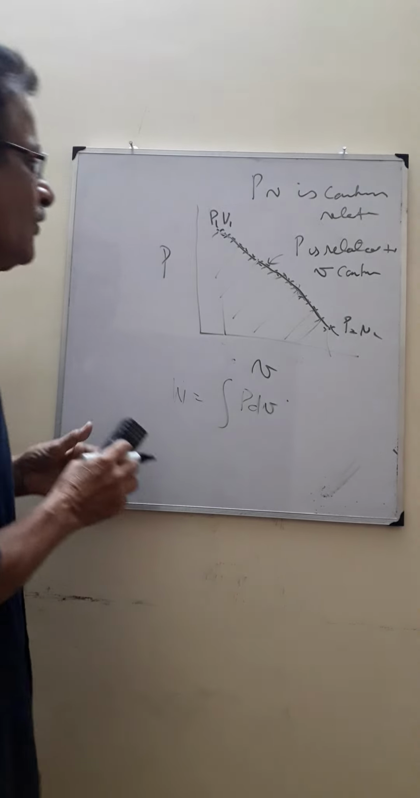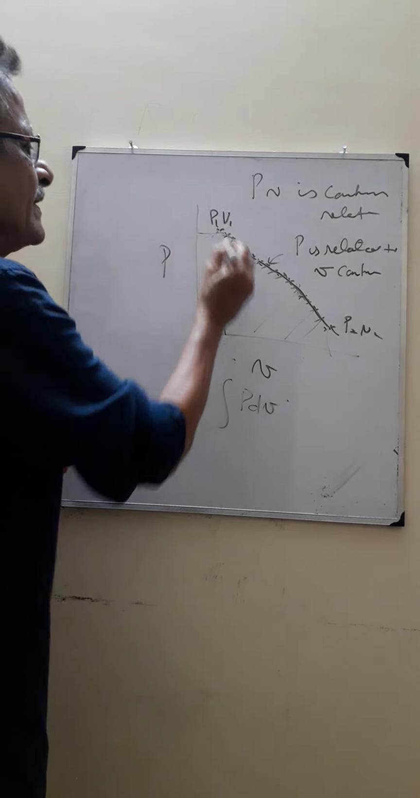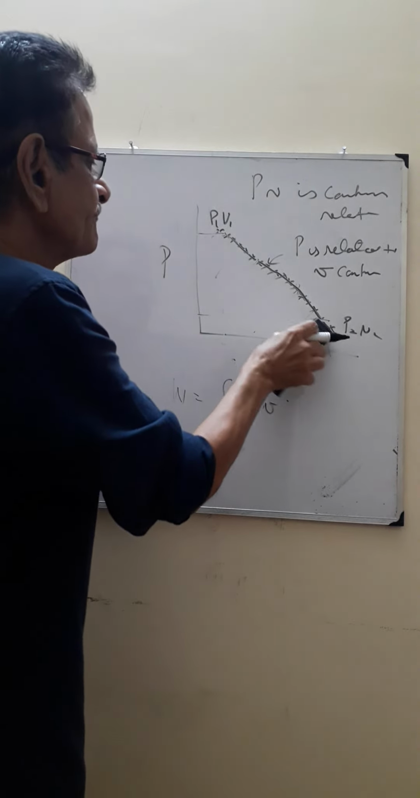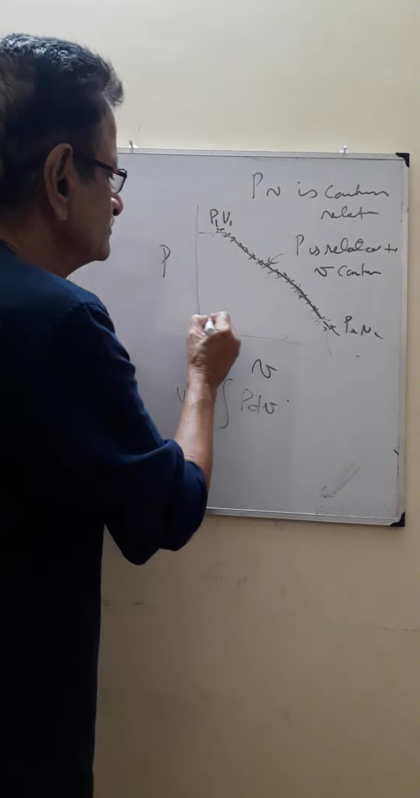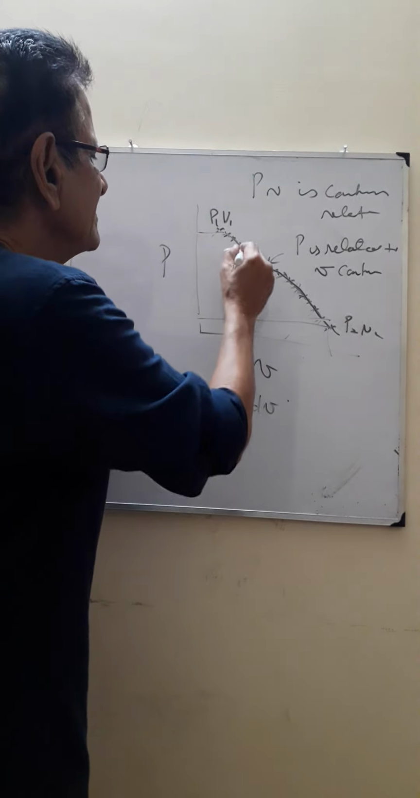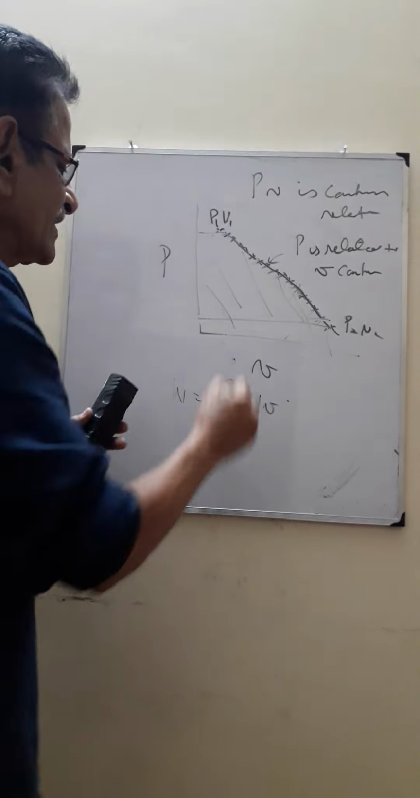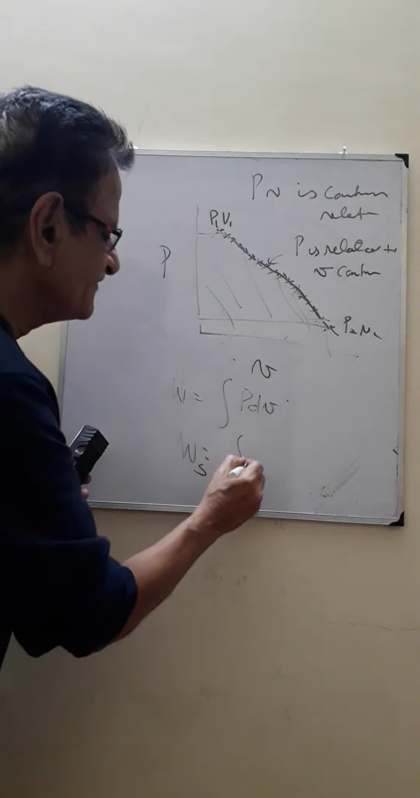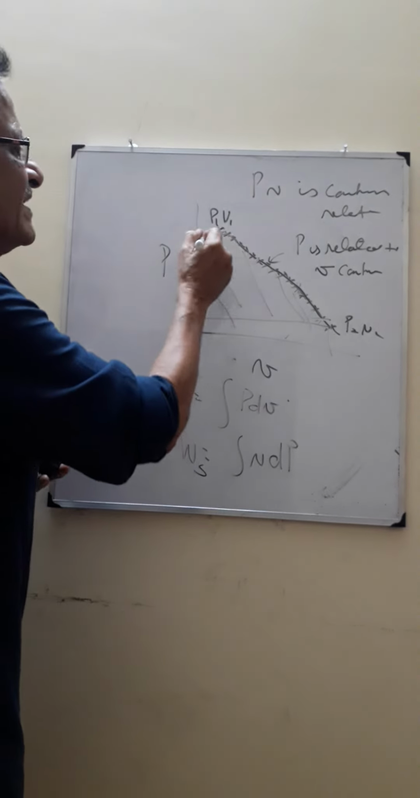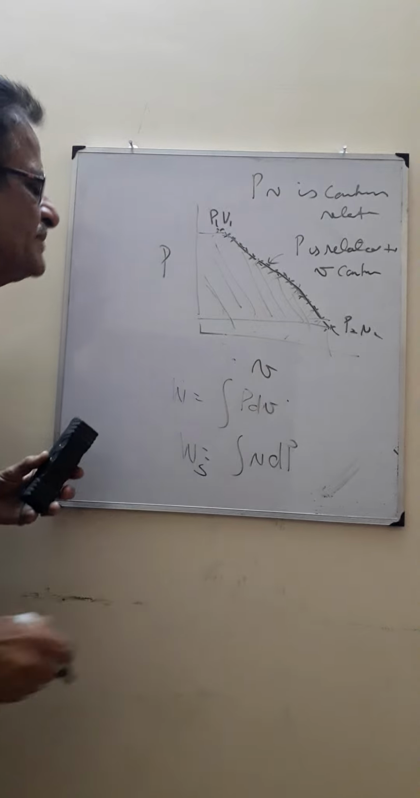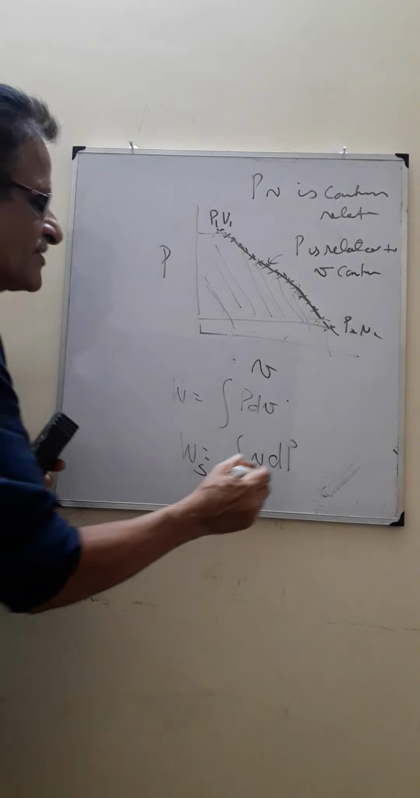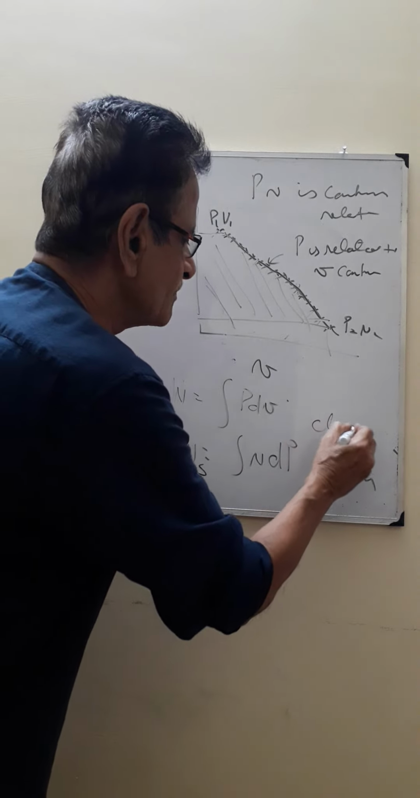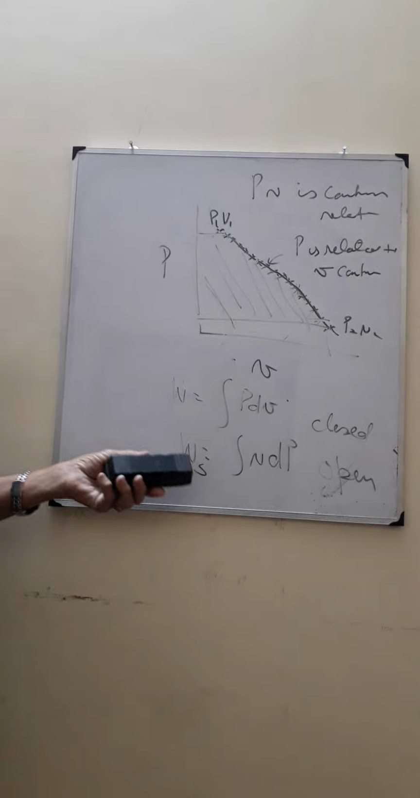Or now I can also have volume like this. I can also have an area like this. I can also have areas like this. Now this work is given by, I'll call it Ws, integral V dP. This area is now called V dP. This is work in an open system. We'll see later. This is work in a closed system. This is work in an open system. This is work in a closed system.